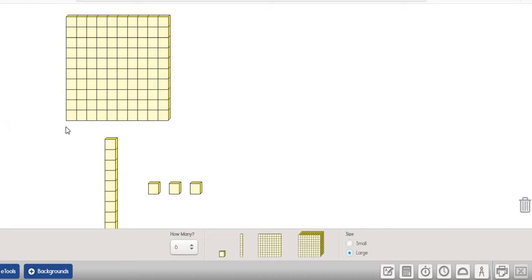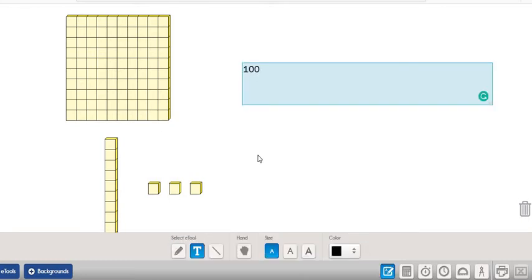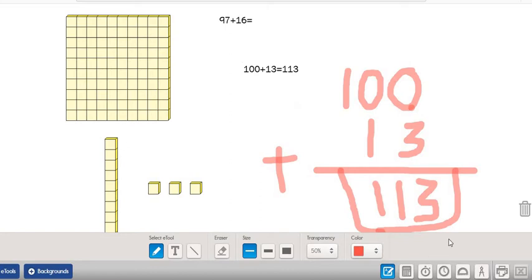Interesting. Now let's see how many base 10 blocks are left after removing 3 from 16. Here we have 1 ten and 3 ones, so we have 13. So now we have 100 plus 13. As you know, grade 2, we add the ones digit to the ones digit, the tens digit to the tens digit, and the hundreds digit to the hundreds digit. So the answer is 113.